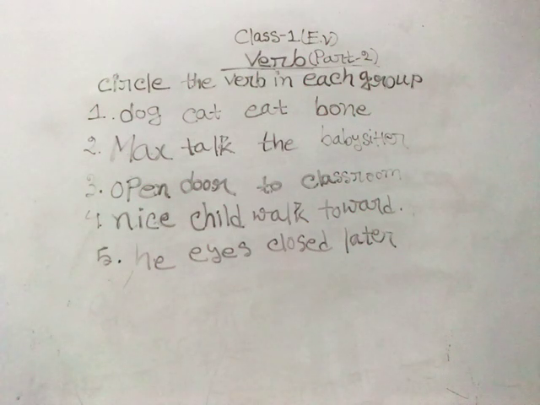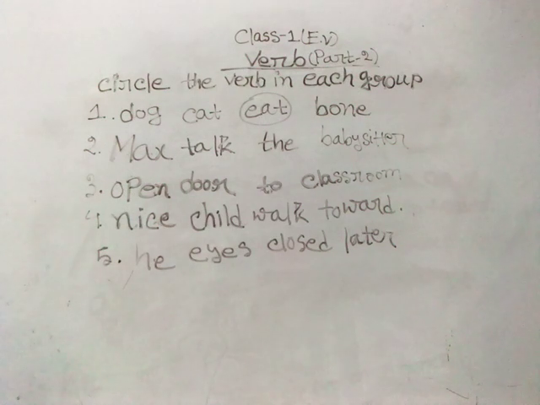So if it is a verb, should I circle it? Yes, because my instruction says circle the verb in each group. So in this group, I have found eat as the verb, so I need to circle the verb eat. Now coming to the next one, bone, B-O-N-E. Do you think bone is a verb? No, it's a name. Okay. So I need to circle here eat, E-A-T. So please circle the word eat. So we are done with our very first group of words.